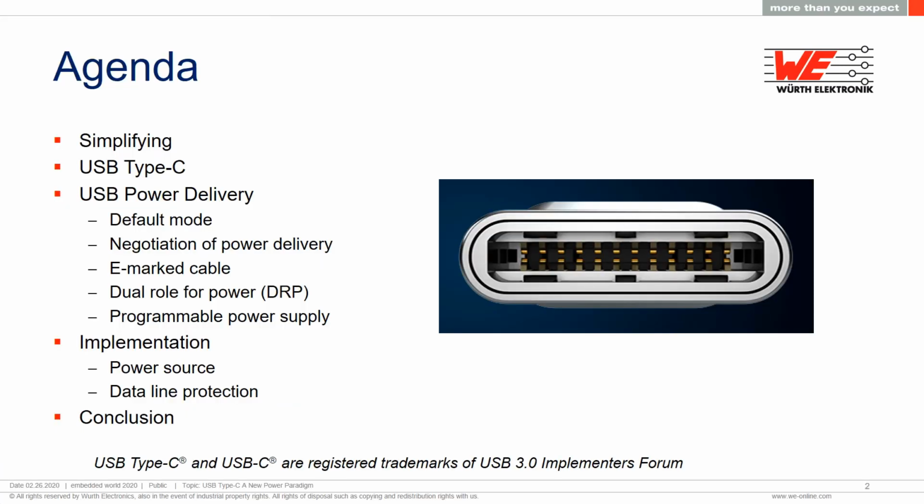We'll start with some historical background, then a little bit about what USB Type-C is, then we'll talk about what USB power delivery is, including the different modes. What is negotiation for power delivery? What are EMI cables? What is dual role for power? And what is programmable power supply? Then we'll get into some implementation details about the power source and the data line protection, and then wrap it up.